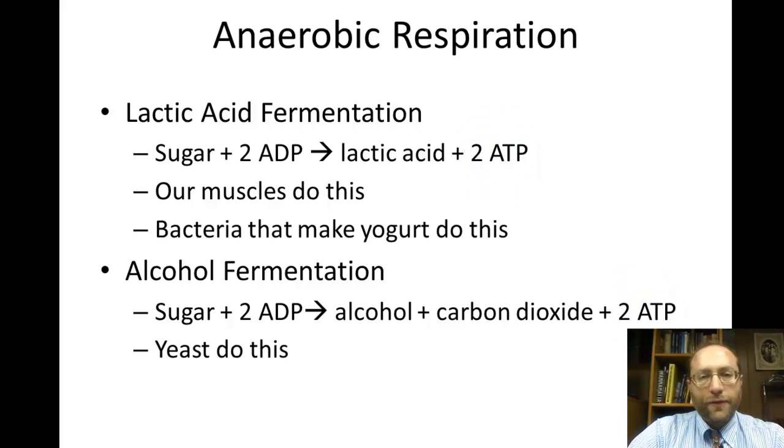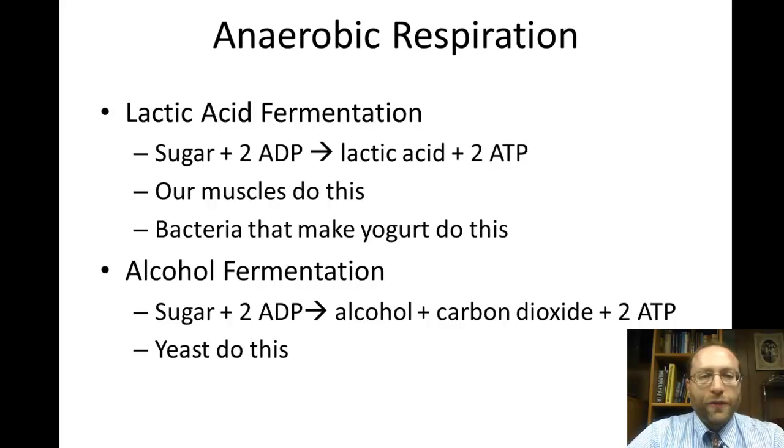There's lactic acid fermentation. Our muscles do this, and also bacteria that make yogurt do it, as well as a lot of sour things like sauerkraut. Here, you take the same sugar and turn it into lactic acid, and instead of getting 36 ATP, you only get 2 ATP. So aerobic respiration makes 18 times the energy from the same glucose molecule as anaerobic.